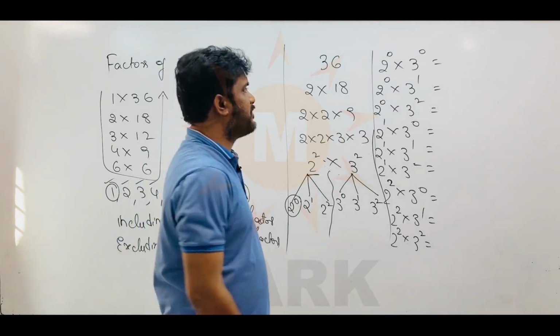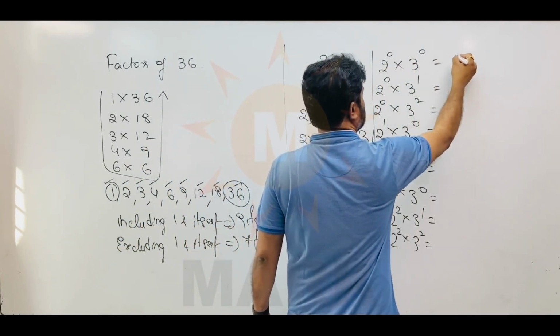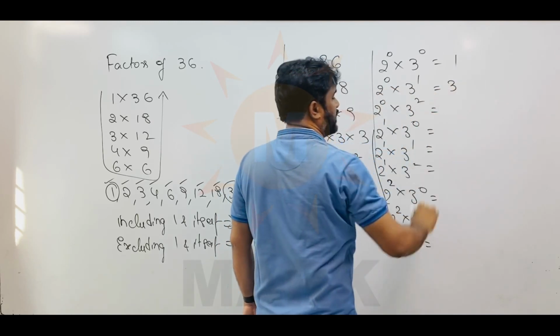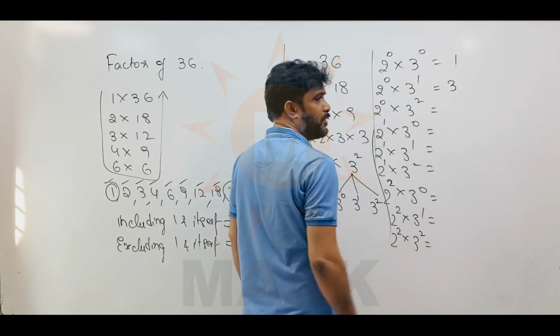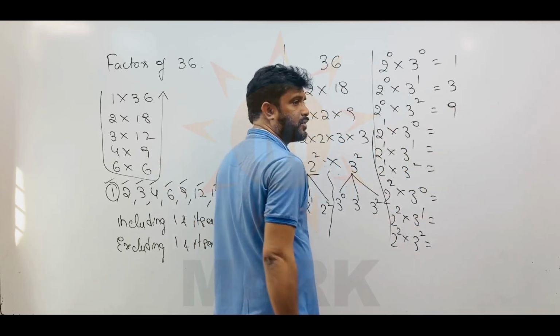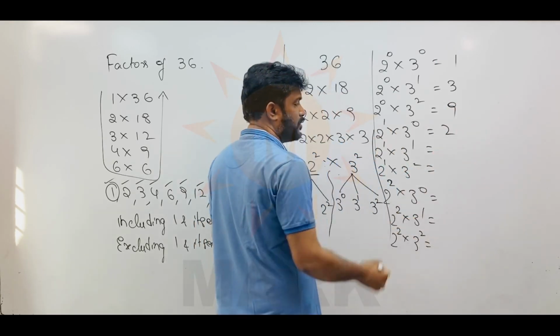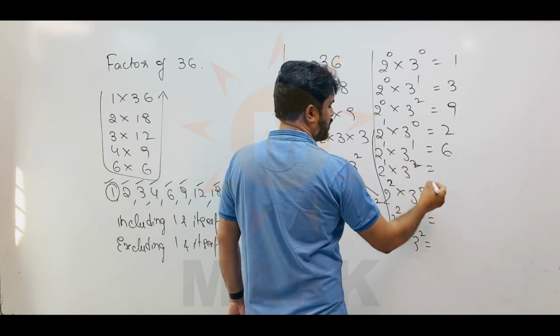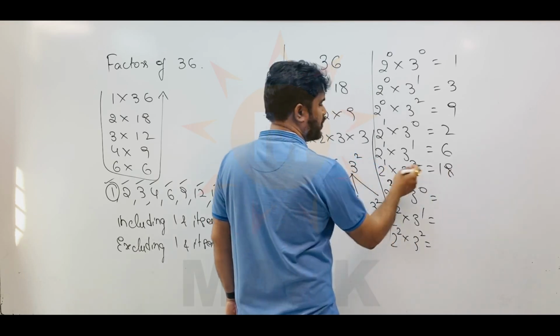Now if you take this, my dear friends, what is 2 power 0 into 3 power 0? 1 into 1, that means 1. 2 power 0 into 3 power 1, that means 1 into 3, that is equal to 3. 2 power 0 into 3 power 2, 1 into 9, that is equal to 9. 2 power 1 into 3 power 0, 2 into 1, that is equal to 2. 2 power 1 into 3 power 1, that is 6. 2 power 1 into 3 power 2, that means 2 into 9, 18.